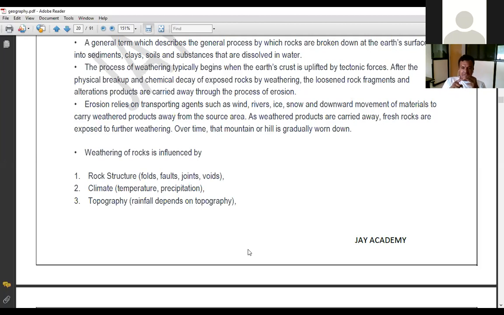If it is due to chemical factors, what does that mean? If the upper rock material is breaking down due to chemical reactions, the change in the chemical character of the rock, then that is chemical weathering.